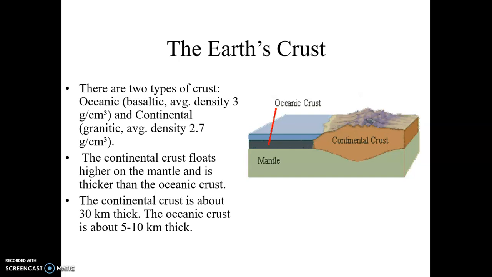The denser oceanic crust, being denser than continental crust, floats a little bit lower on the mantle. Continental crust floats a little bit higher. Oceanic crust is usually pretty thin, usually in the neighborhood of about 5 to 10 kilometers thick, whereas at its thickest, continental crust, like at the locations of mountain ranges and so forth, is about 30 kilometers thick.